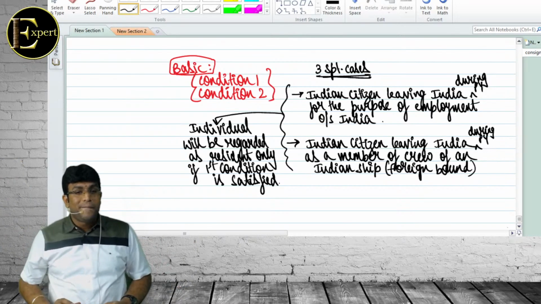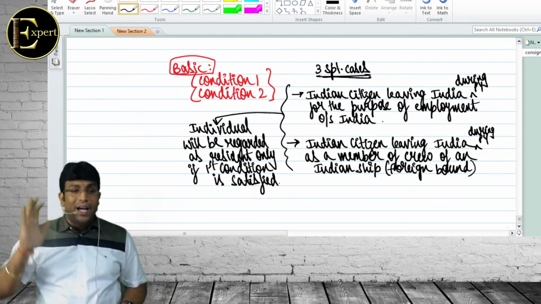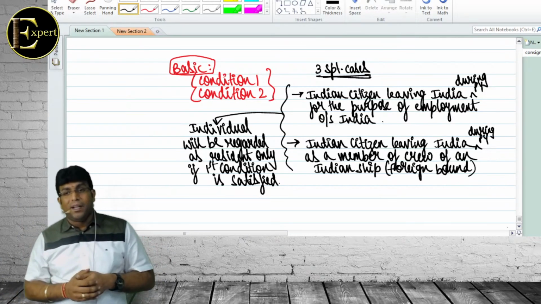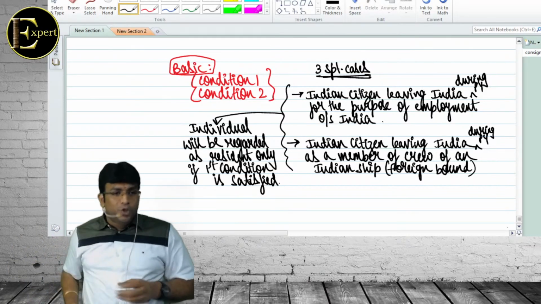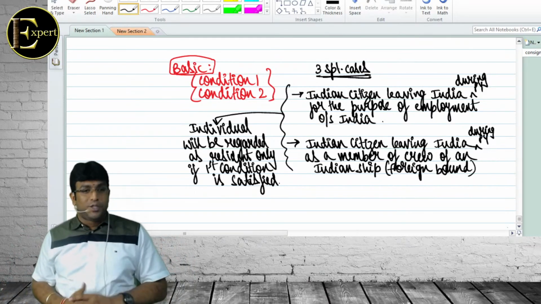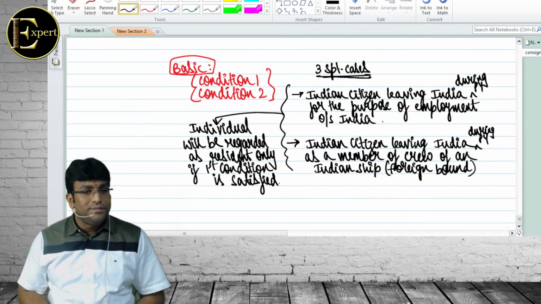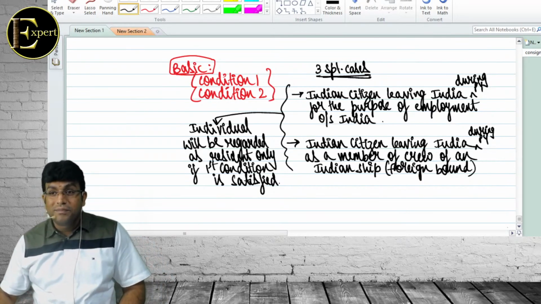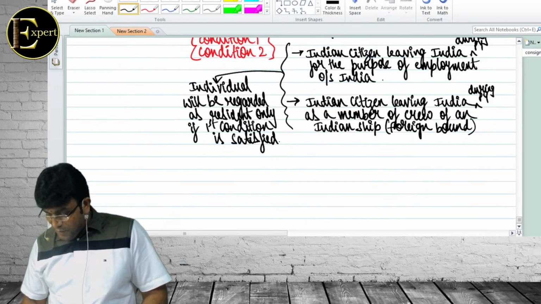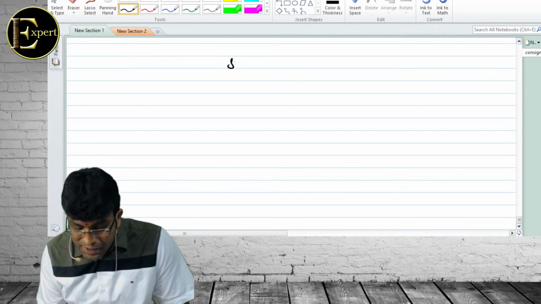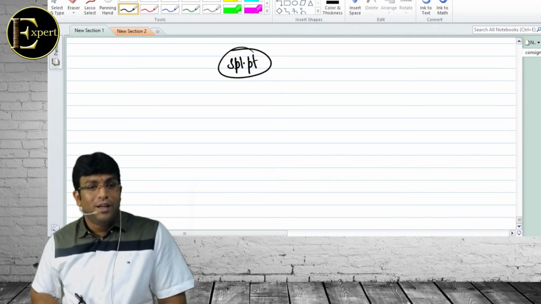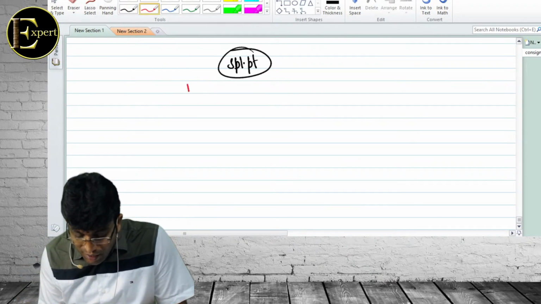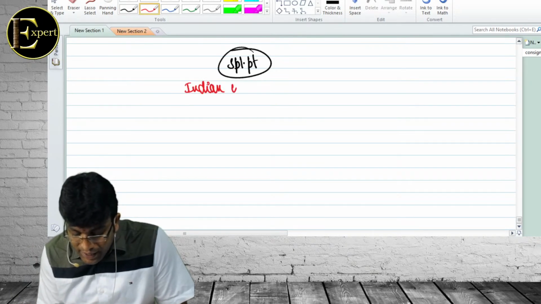What are the 2 cases I discussed? Indian citizen leaving India during the previous year for the purpose of employment outside India. The second one, what? Indian citizen leaving India during the previous year as a member of the crew of an Indian ship, which is foreign bound. Are we clear so far? Yes, sir. Can I go ahead to that crazy point? What is the crazy point we are discussing? The third special point. Listen carefully. Very interesting actually. A little bit of clarity is missing.